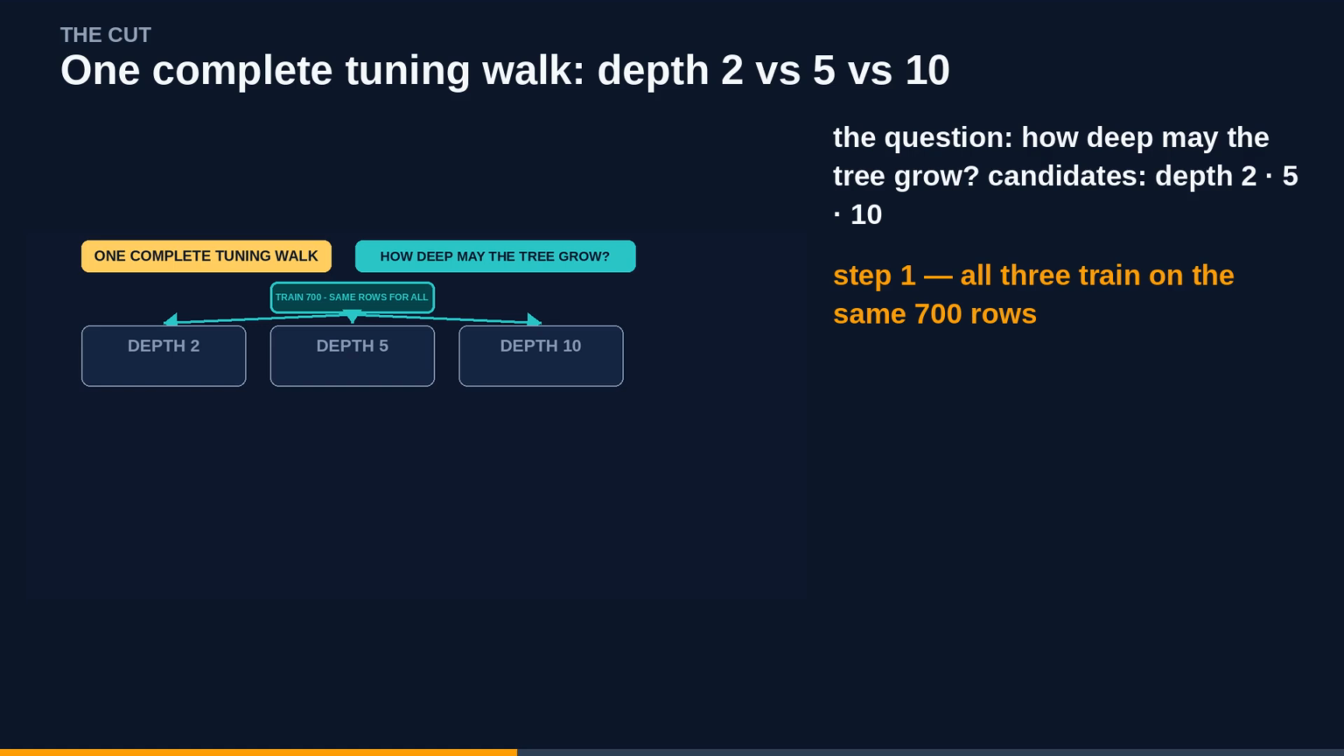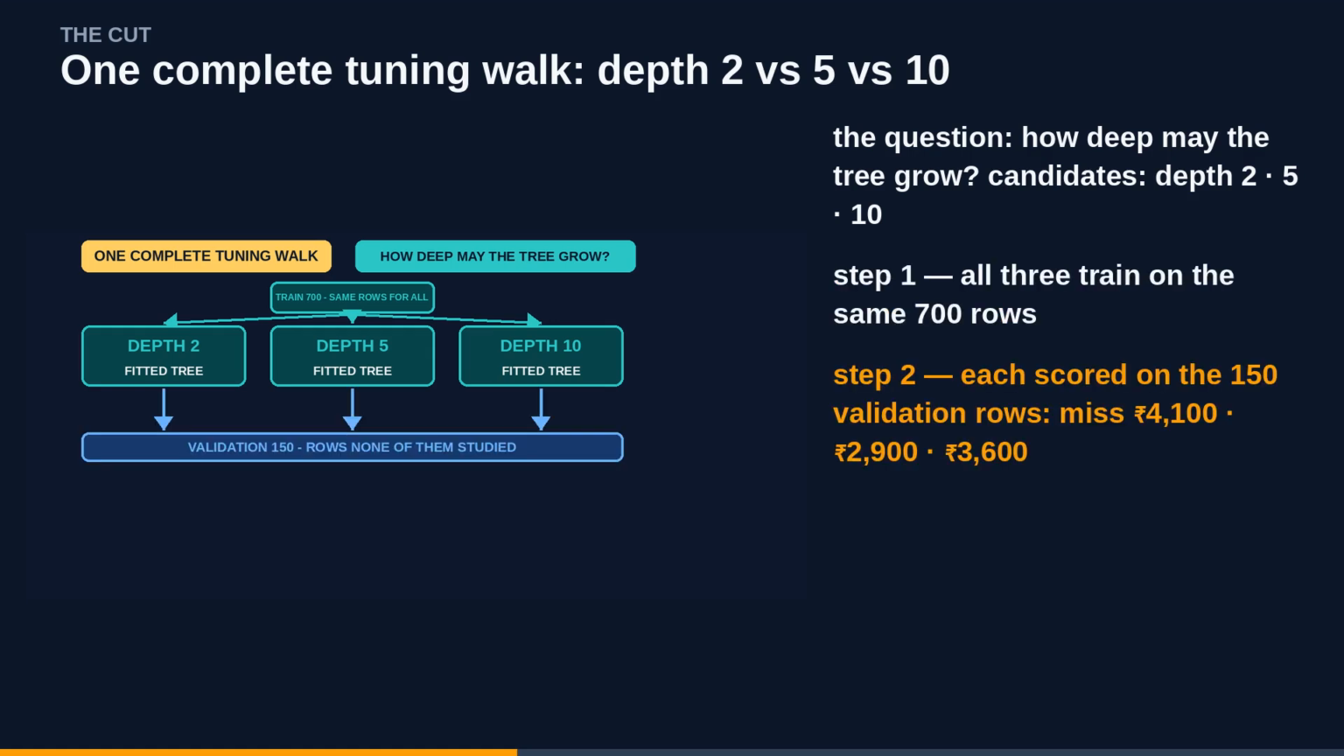Nothing is decided yet, we simply end up with 3 fitted trees, 1 per depth. Step 2, each tree now predicts rents for the 150 validation rows it has never seen, and we write down how far off each one typically was. The depth 2 tree misses by about 4,100 rupees a month, too shallow to catch the real patterns. The depth 5 tree misses by only 2,900 rupees, and the depth 10 tree misses by 3,600 rupees, deep enough to memorize training quirks that never repeat.